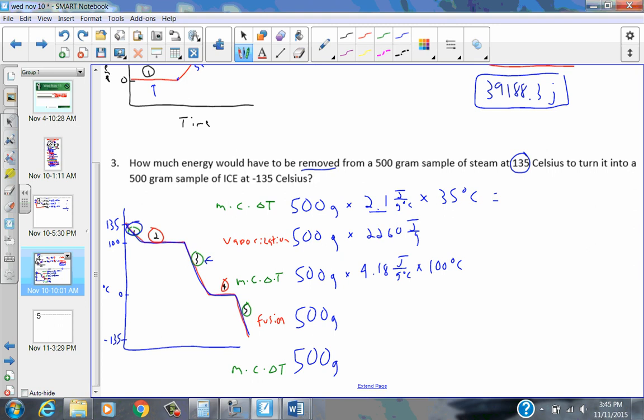Heat of fusion for number 4. How much energy do you have to take away to freeze or fuse together? 334 joules per gram, except we have 500. These are going to be big numbers.